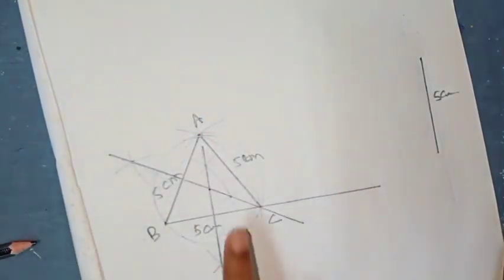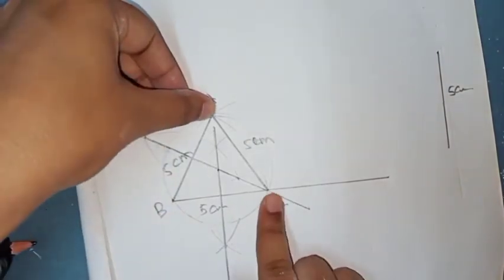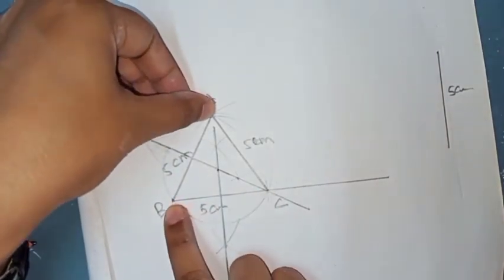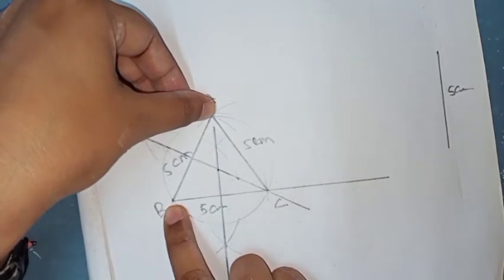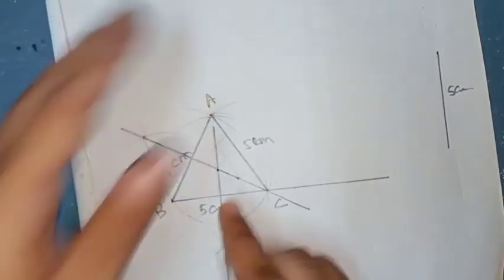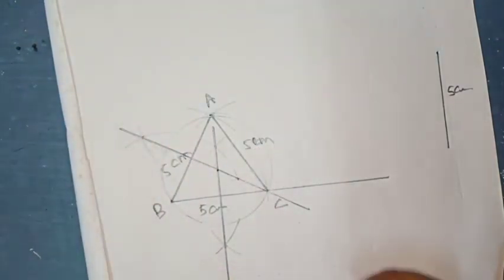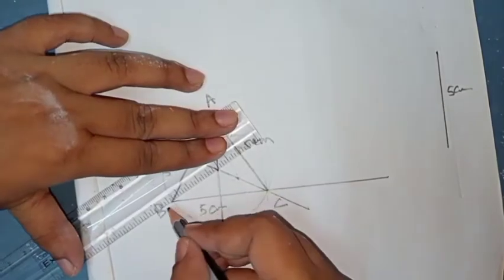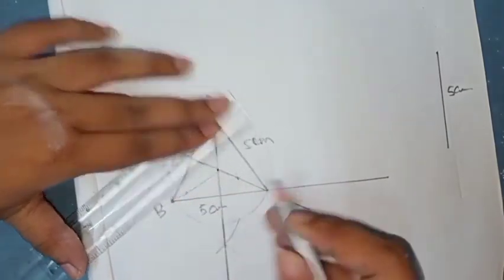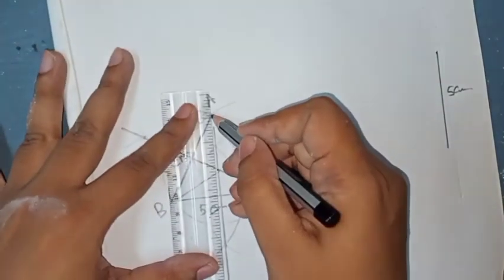See, in my diagram it is touching A, C, B. If it touches A, B and C, it means that this is the correct circle. Otherwise it is wrong if it is going outside or inside. Okay, do one thing, you can join this one also. From this point, this is already joined.